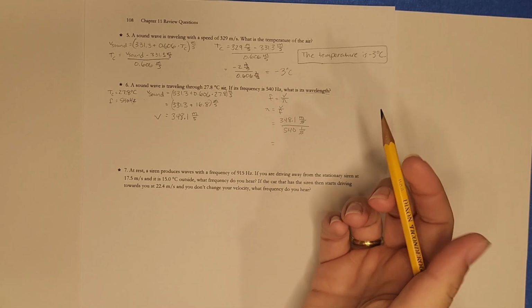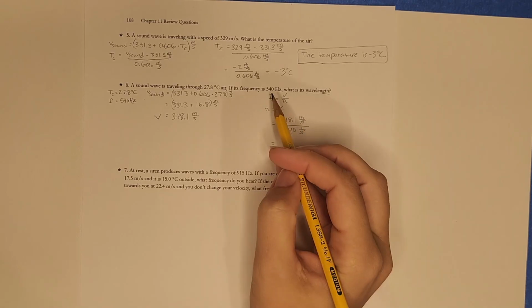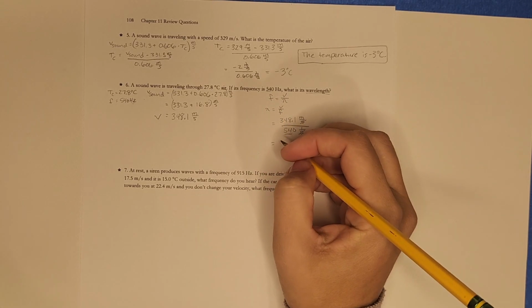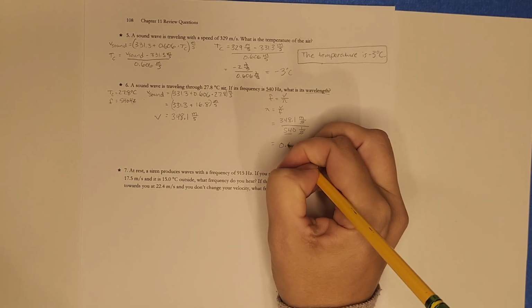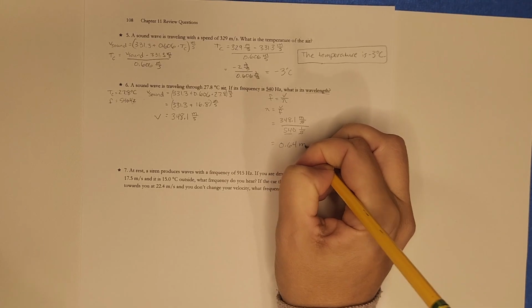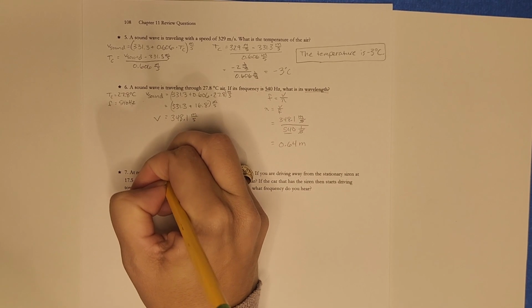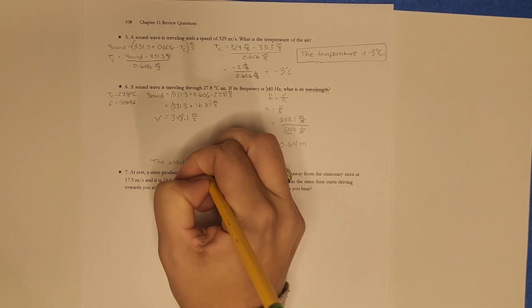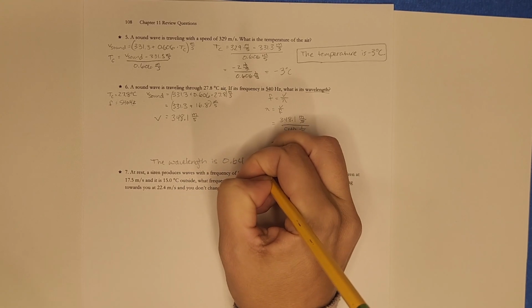And when we do that math, this is to 2 significant figures. So remember that, because 540 would be 2 significant figures. And we will get 0.64 meters. So the wavelength is 0.64 meters.